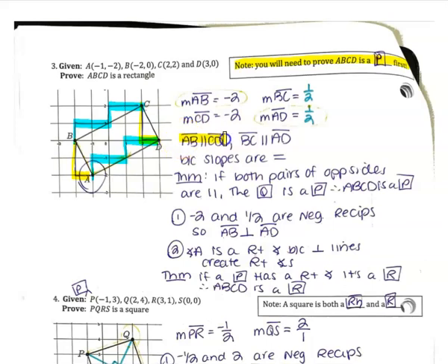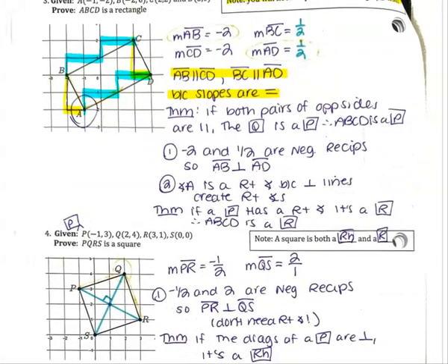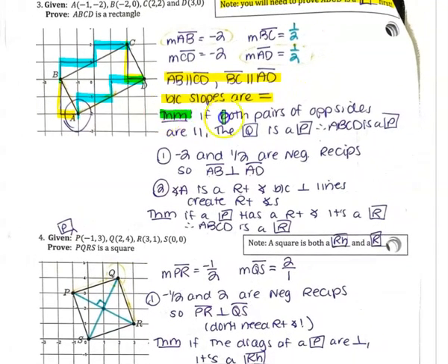So I stated that they were parallel because slopes are equal. Then I tied it to a theorem. If both pairs of opposite sides are parallel, the quad is a parallelogram. And then I can conclude, partially here now, that ABCD is a parallelogram. Okay, now I got to tackle the rectangle part of this.